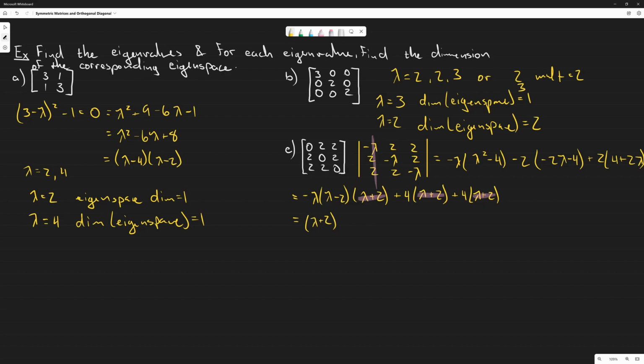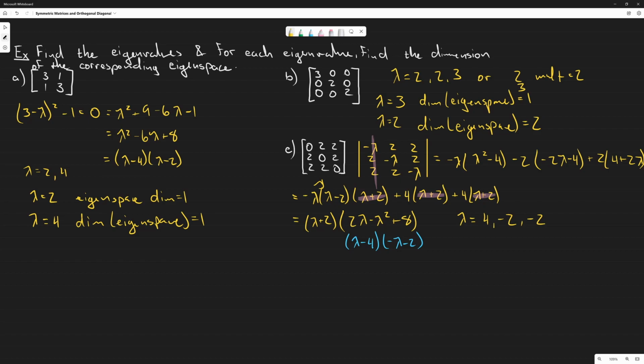So this will give us (lambda plus 2) multiplied by, I'm going to distribute this negative lambda, so it would be 2 lambda minus lambda squared plus the 4's, which would be 8. This portion can be factored into 4 and 2. So this will be (lambda minus 4) times (negative lambda minus 2). And we can see that our eigenvalues are 4, negative 2, and negative 2, or 4 and negative 2 with a multiplicity of 2.